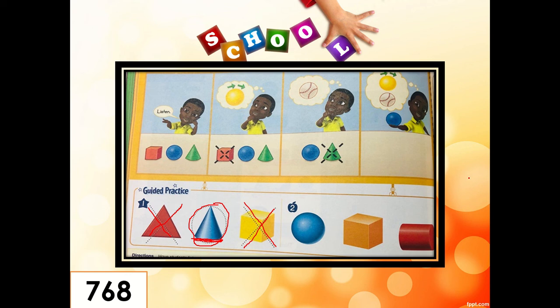Let's have number 2. I am a solid figure. I can roll. I can also stack. What shape am I? What do you think is the answer? Yes, it's a cylinder. Because the cylinder can roll, and since it has two flat surfaces, it can also stack. The sphere cannot stack but can roll. The cube can stack but cannot roll. Did you get it? Very good.